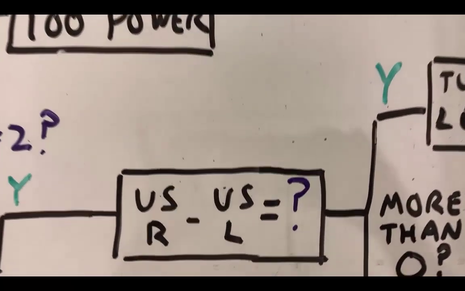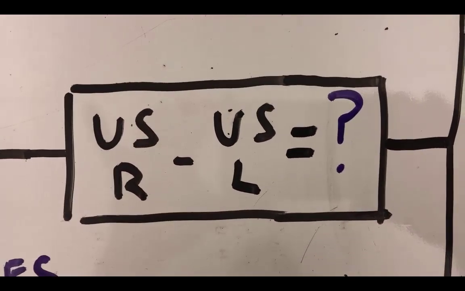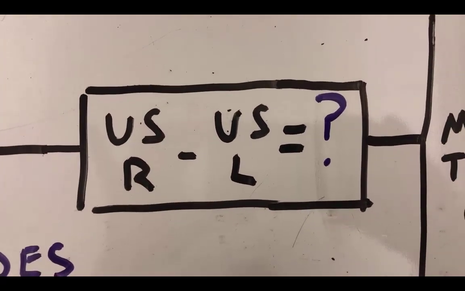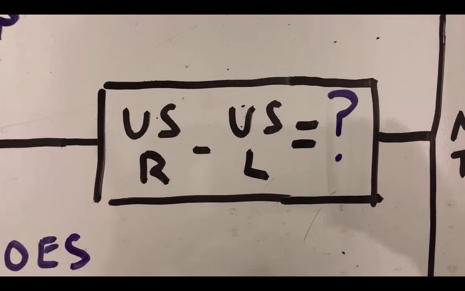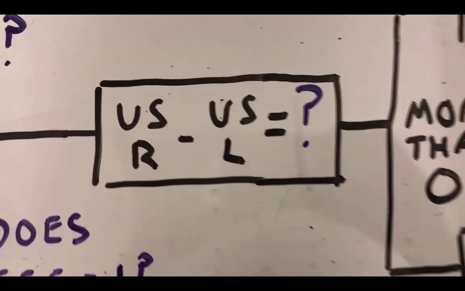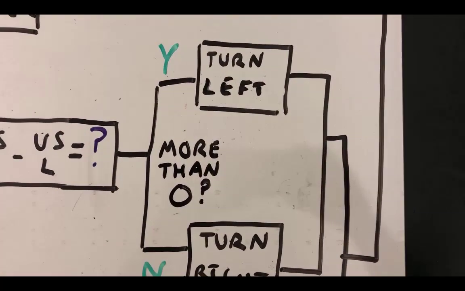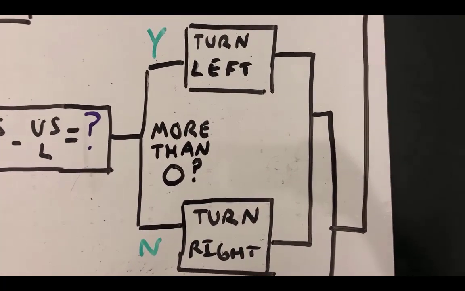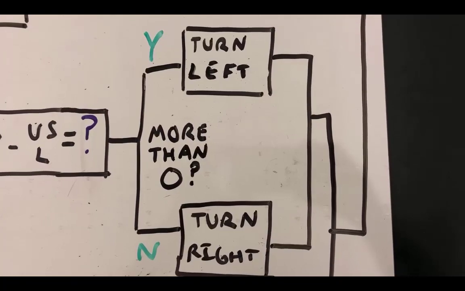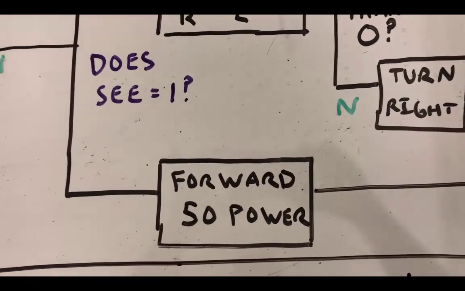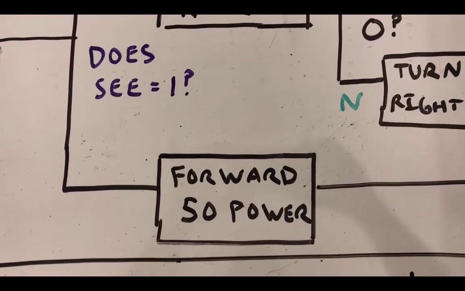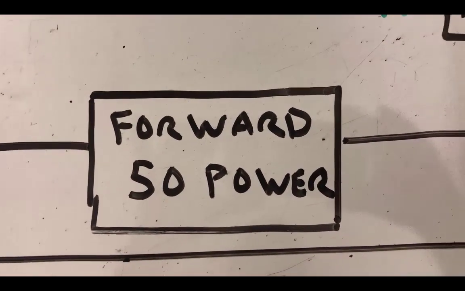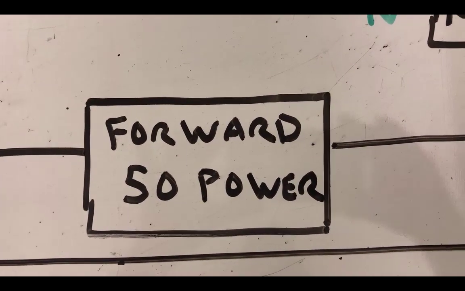We're going to do a mathematical calculation. Ultrasonic right versus ultrasonic left. This is going to give us a negative or positive number because the opponent is on one side of our robot. If the value is more than 0, we're going to turn left. If it's less than 0, we're going to turn right. I'll go over why this is later. If it does not see 1, then obviously it sees 0. You're going to go forward at 50 power because you're not seeing anything.